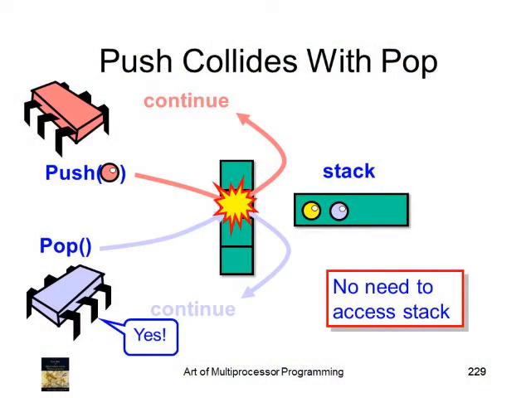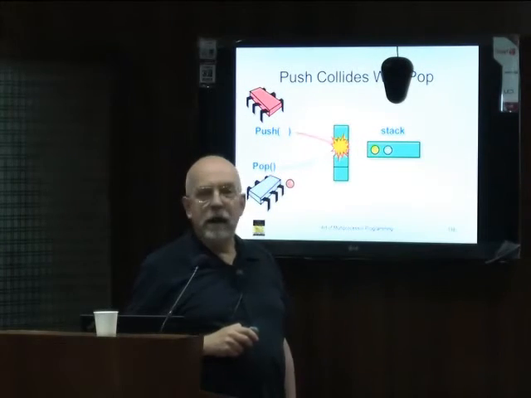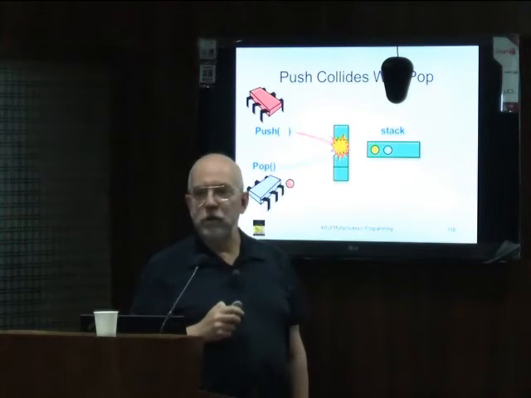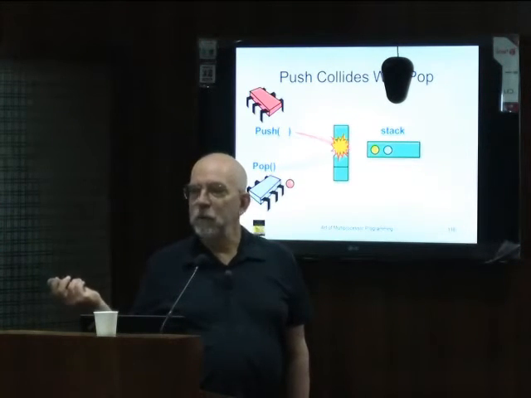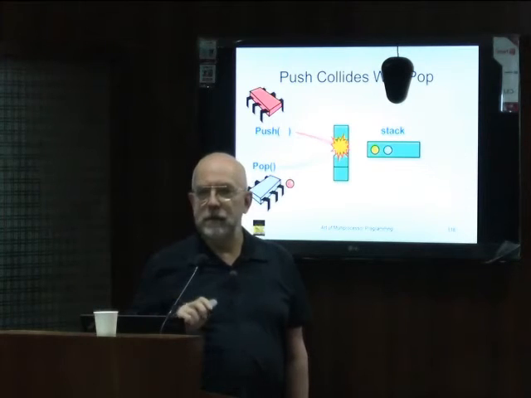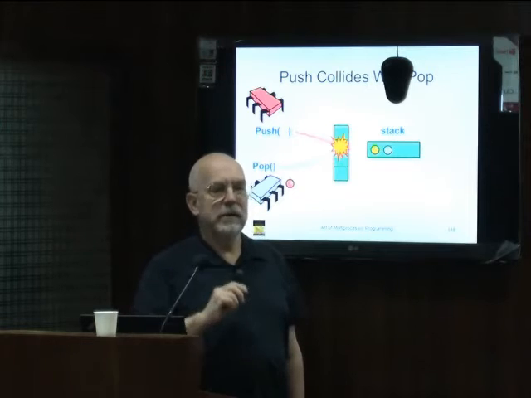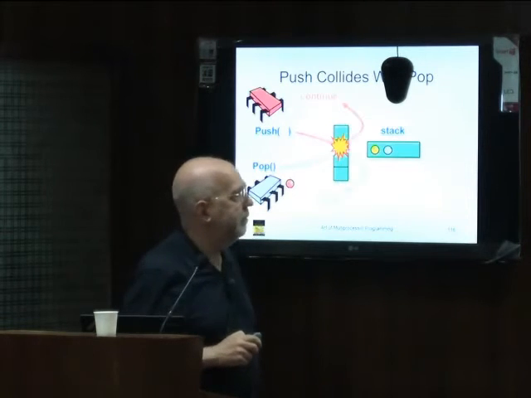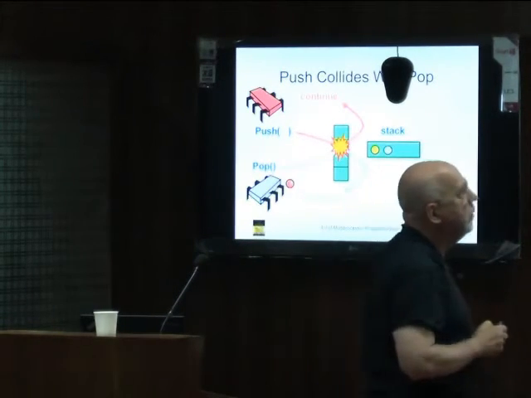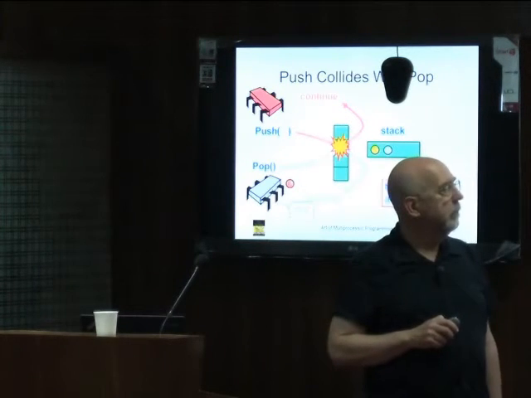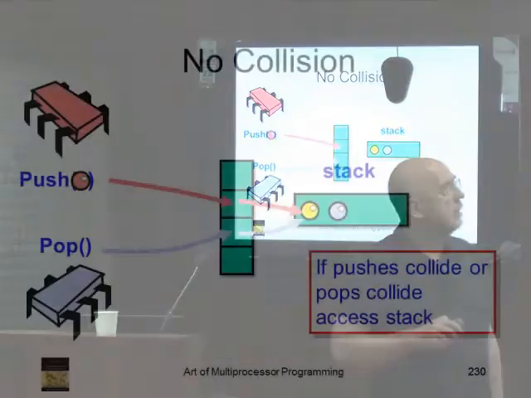And if they happen to collide, then the push and the pop can exchange their value without ever visiting the array, without ever having to do a compare and swap on the same location. So they can bypass all of the synchronization necessary. And then they continue, and the actual stack is left undisturbed. So there's no need to access the stack, and everyone is happy.